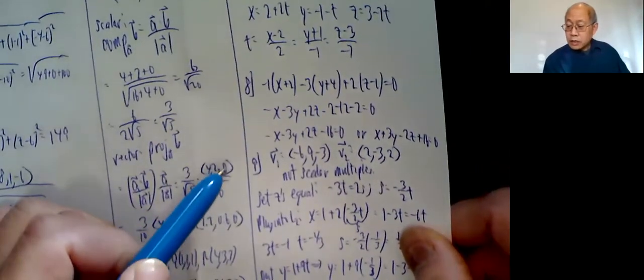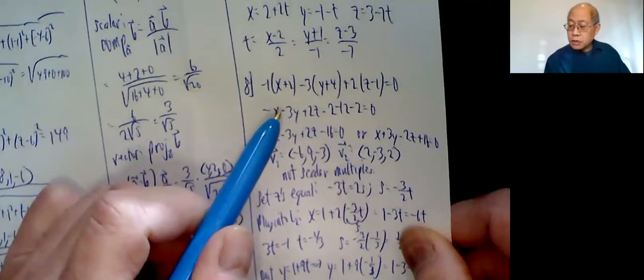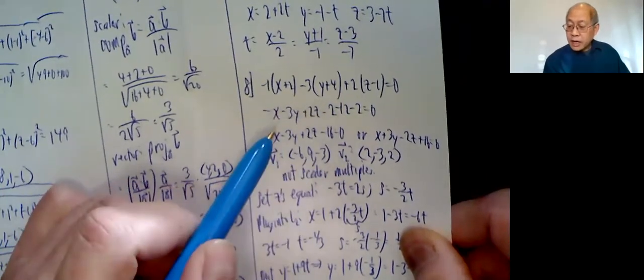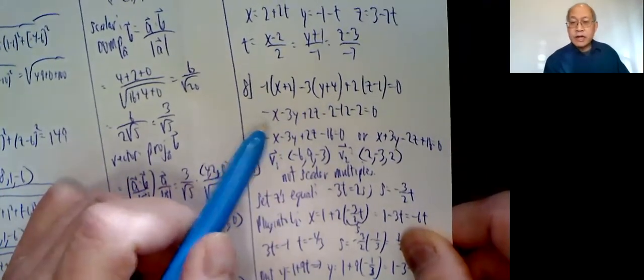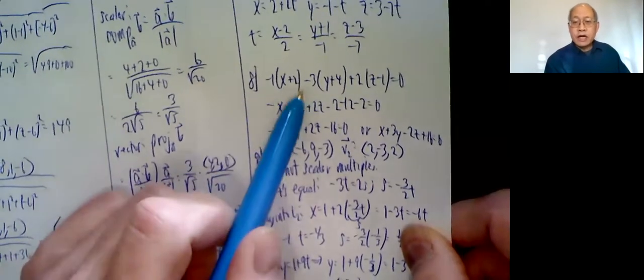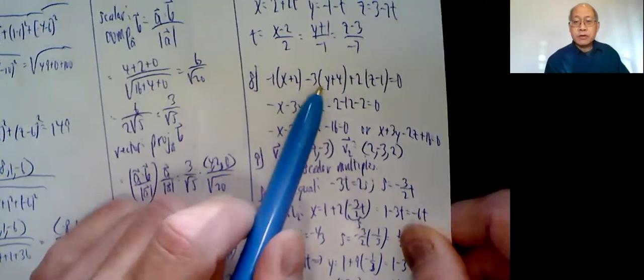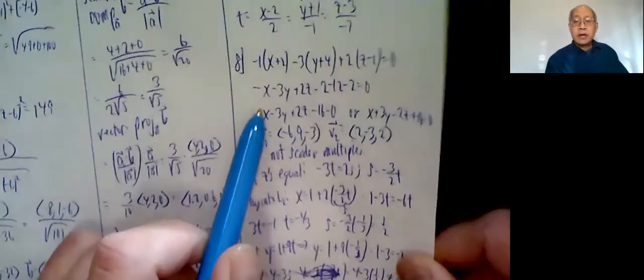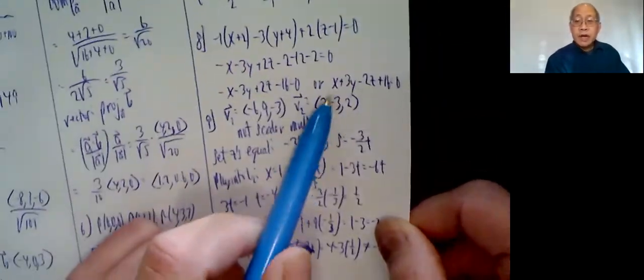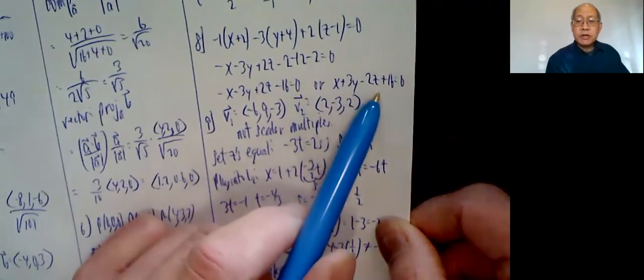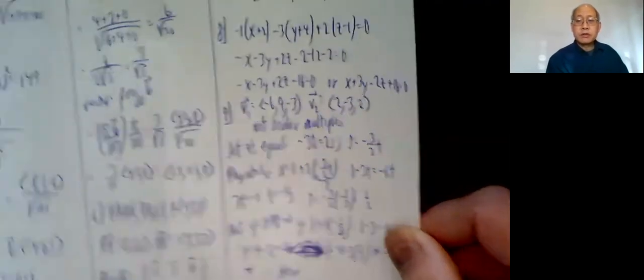In number 8, you have the point -2, -4, 1, and the normal vector is -1, -3, 2. The -1, -3, and 2 just become coefficients, and just put x plus 2, y plus 4, z minus 1, and clean up the algebra. x plus 3y minus 2z plus 16 equals 0.